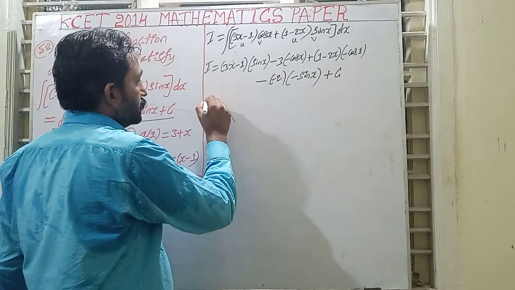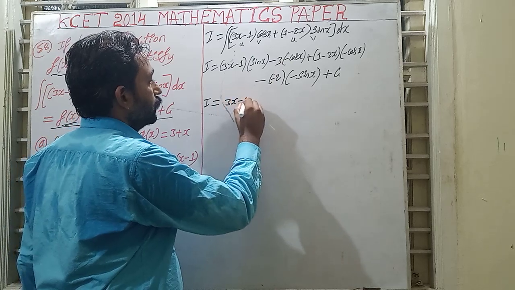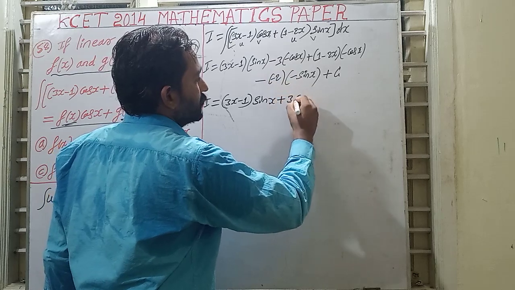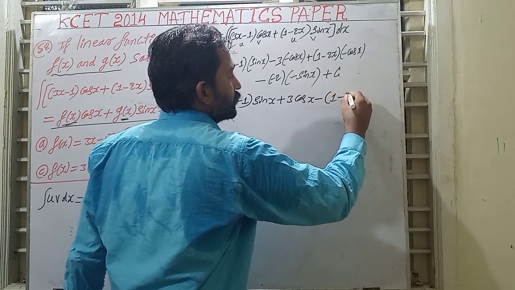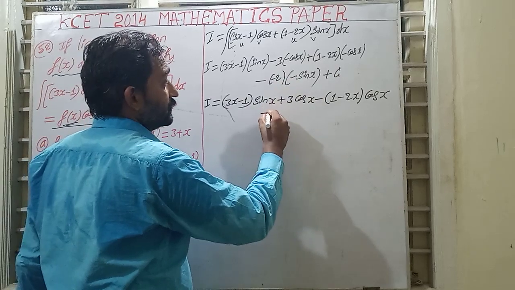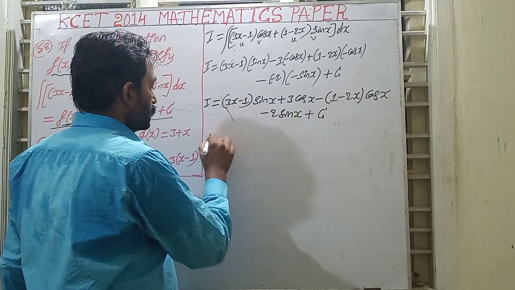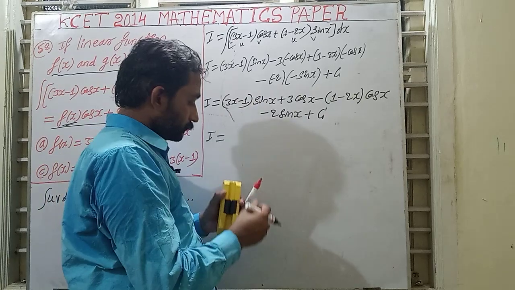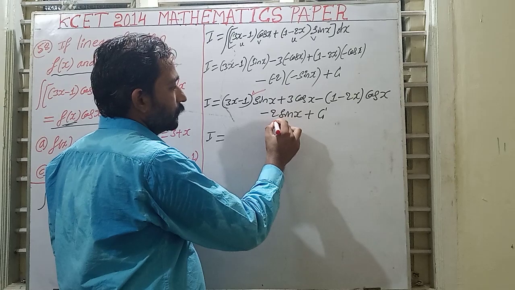Okay, so simplification. In this case, 3x minus 1 into sin x, minus into minus plus 3 cos x, minus plus into minus minus 1 minus 2x into cos x. So here minus into minus plus into minus minus 2 into sin x plus c. So in this case 3x minus 1 sin x, and minus 2 sin x.